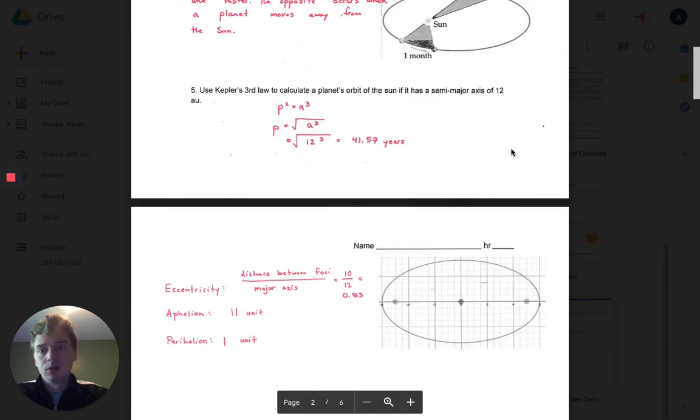Number five, use Kepler's third law to calculate an orbital period. So for that one, I used p squared equals a cubed. Rearranged it so p was by itself. P equals the square root of a to the third power. So 12 cubed. Square root that, and I got 41.57 years.